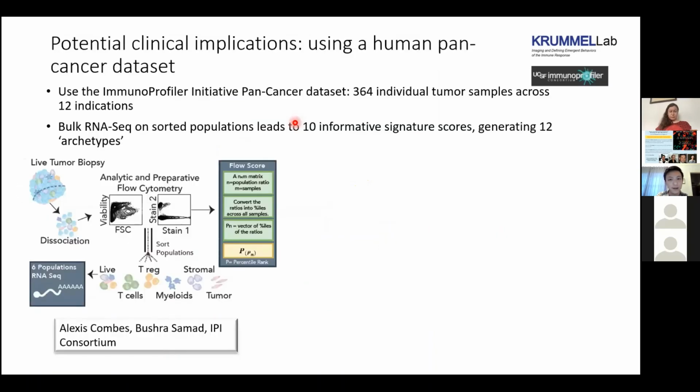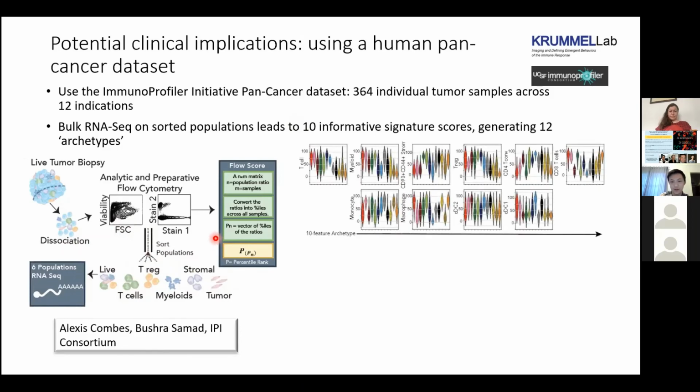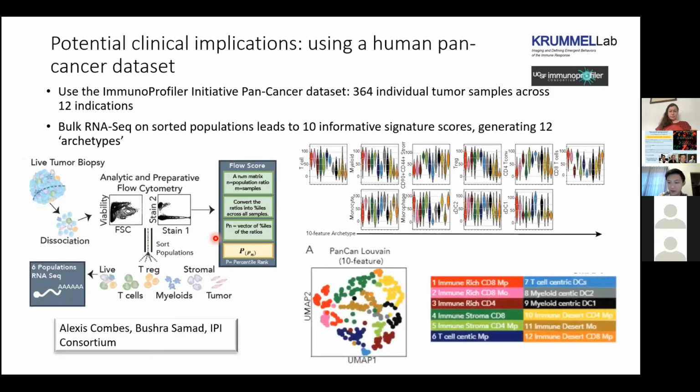And then translating this to the human context, I'll briefly introduce the ImmunoProfiler initiative. The idea was to characterize a bunch of human tumor biopsies. Here at UCSF, they sorted these different compartments of cells and performed bulk RNA-Seq. Using this, they generated a bunch of features which they used to categorize these tumor biopsies into 12 different what they call archetypes. These archetypes define tumors that share a certain profile of gene expression. You can see there's immune-rich CD8 and immune desert, myeloid-centric, T-cell-centric, and so on.